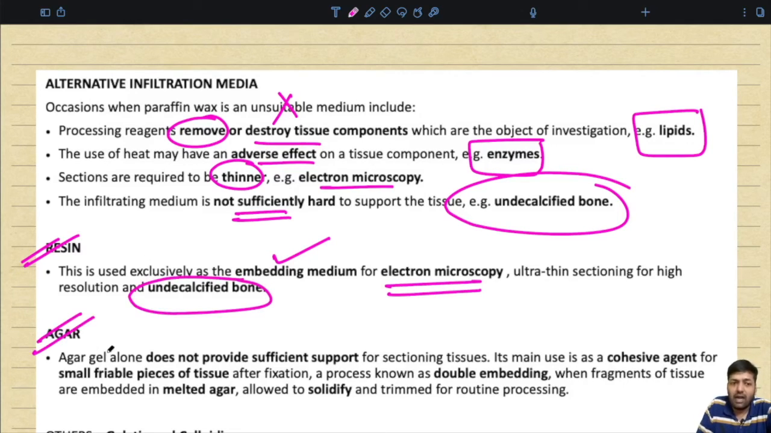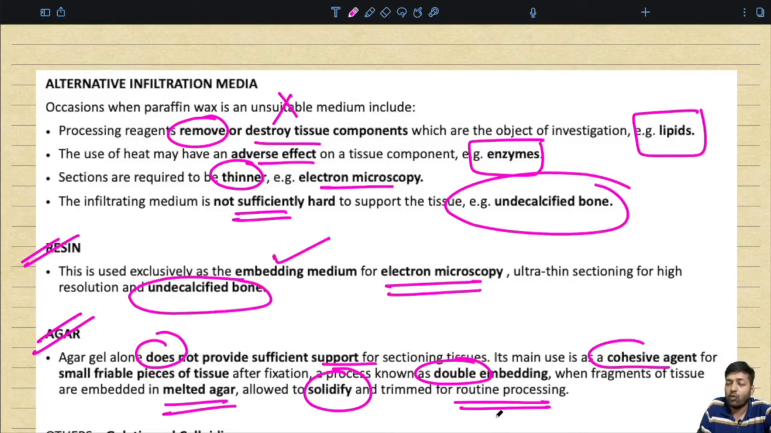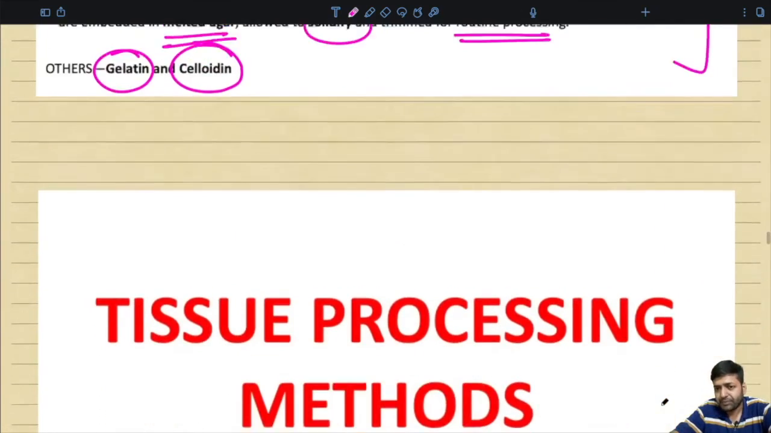Then we have agar. Agar gel alone does not provide sufficient support for sectioning tissues. Its main use is as a cohesive agent for small friable pieces of tissue after fixation, in a process known as double embedding. The fragments of tissue are embedded in melted agar, allowed to solidify and trimmed for routine processing. Other agents include gelatin and celluloid, and we will read in detail about them in the next section as well. So do not worry about that.